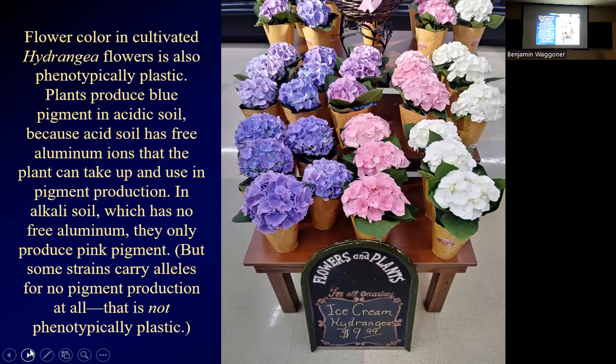I will note that on the right, you see there are some white hydrangeas. That's not phenotypically plastic. Some strains of hydrangea carry alleles for no pigment. They're not carrying pigment producing alleles at all. So white hydrangeas are white because they don't have alleles for pigment production. Blue and pink do have alleles for pigment production, but soil conditions determine what pigment they're actually going to be able to produce. So that much is very definitely phenotypic plasticity.